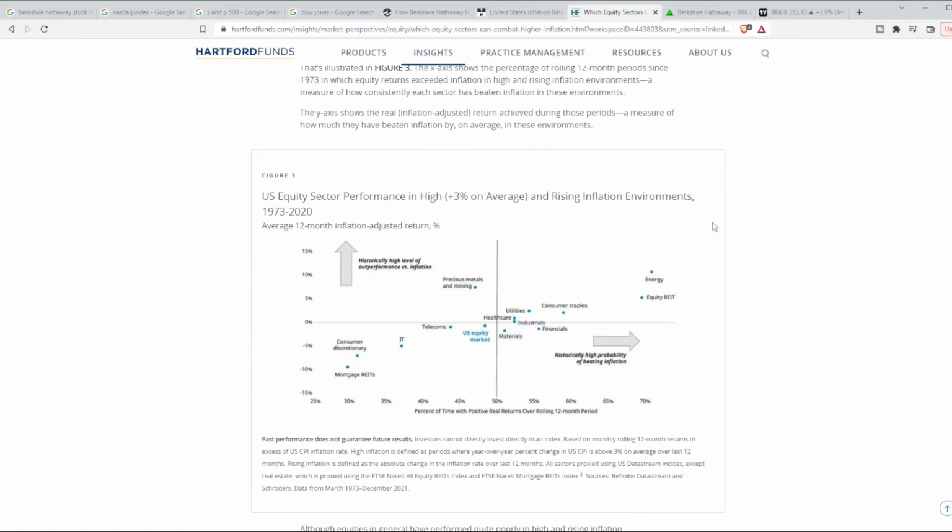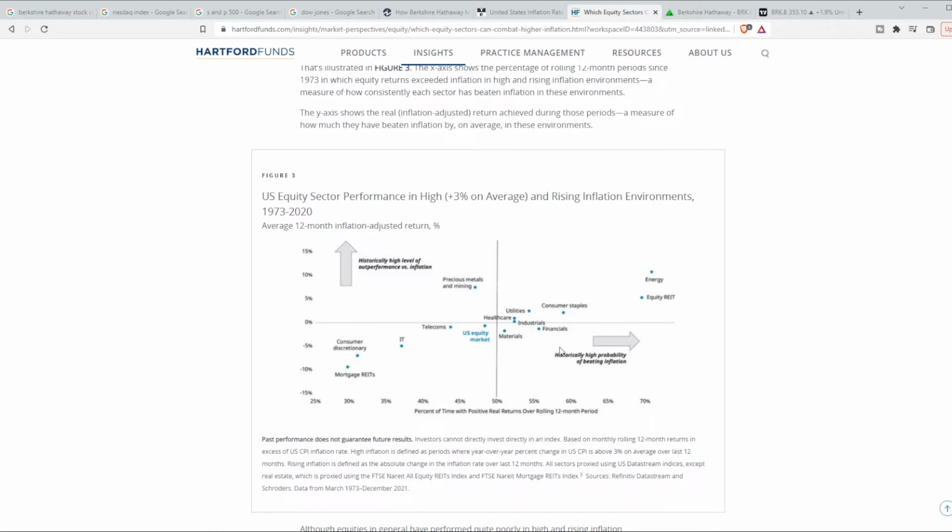And with equity sectors typically doing well and having a historically high probability of beating inflation, I really believe that Berkshire Hathaway is a solid bet against inflation, especially with how their overall segment breakdown looks.